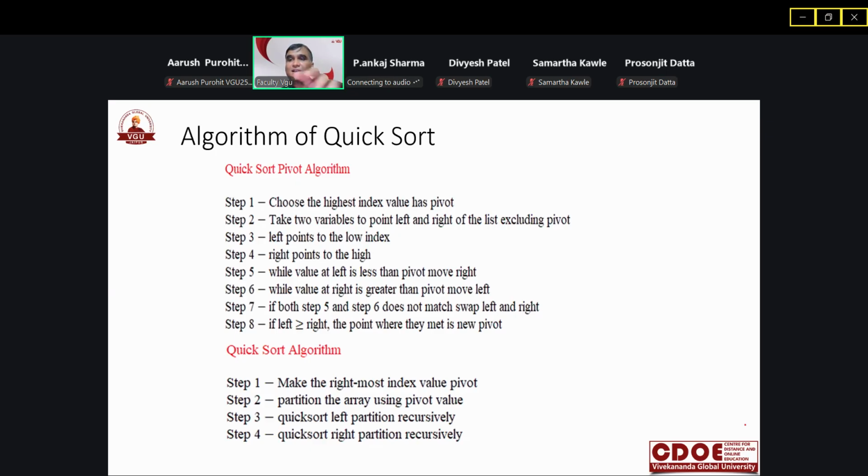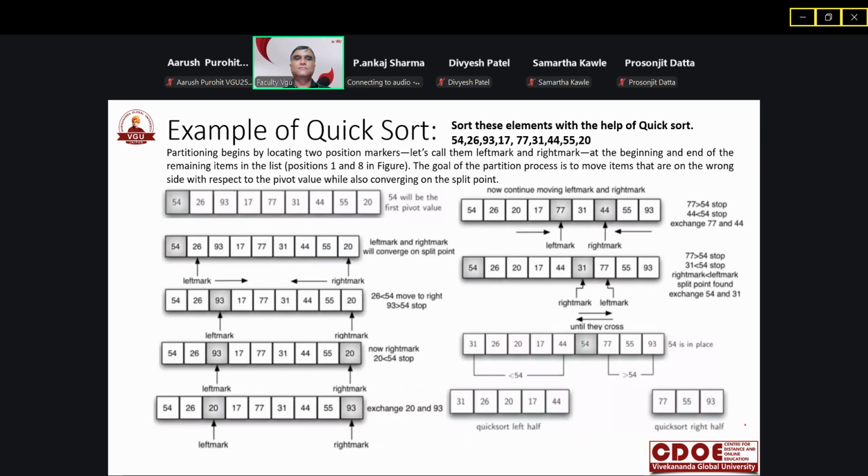It is a recursive algorithm. It is a divide and conquer algorithm. It is a very fast algorithm. It is based on the pivot value. Once the pivot reaches its correct position, the array will be divided into two parts. In these two parts, again, quick sort will be applied. Just try to understand the complete quick sort algorithm with the help of this example.